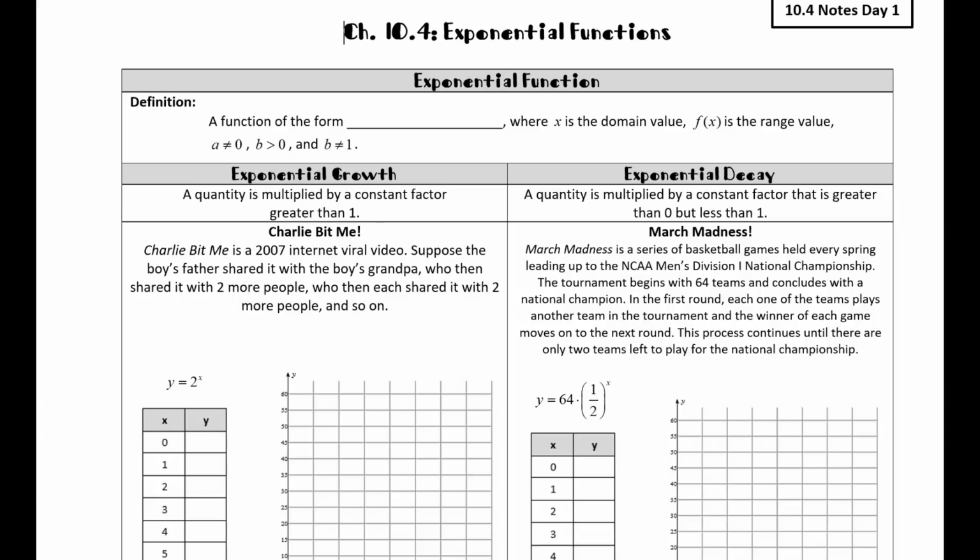This lesson is on exponential functions. So the first thing we're going to do is define what an exponential function looks like. An exponential function is in the form of f of x equals a times b to the x power, where f of x is going to be your range and x is going to be your domain, which means a and b are both going to be numbers.